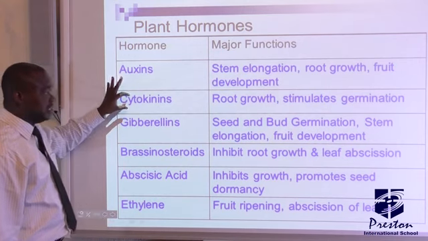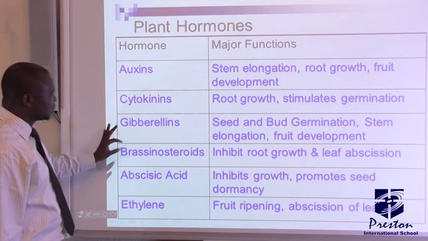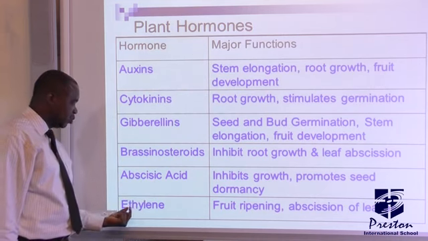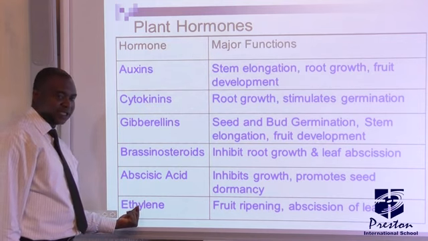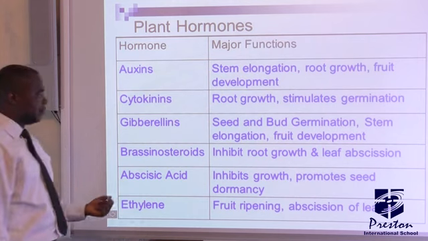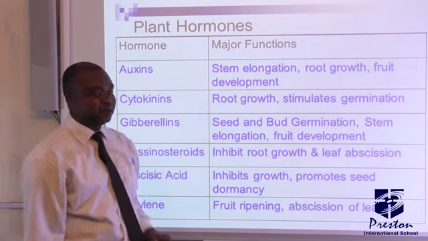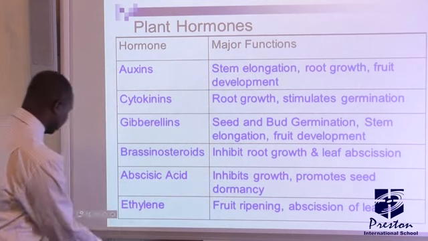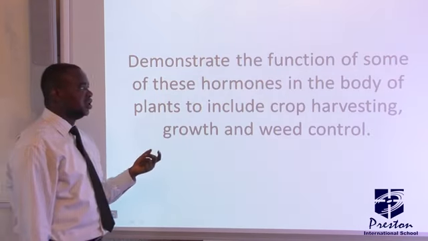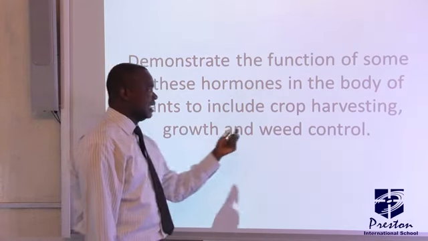Then we have cytokinin, we have gibberellins, we have brassinosteroid. We have abscisic acid, then we have ethylene. Ethylene or ethene, we are saying the same thing. Their functions, we are going to learn more on that in our Google class, but I just put that for you to see. Another objective is to demonstrate the function of some of these hormones in the body of plants, to include crop harvesting, growth, and weed control.